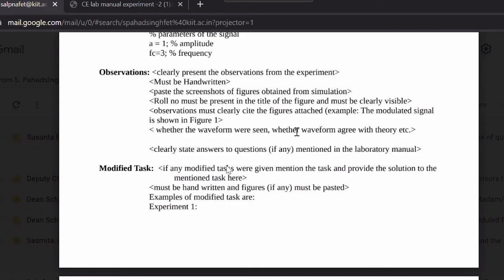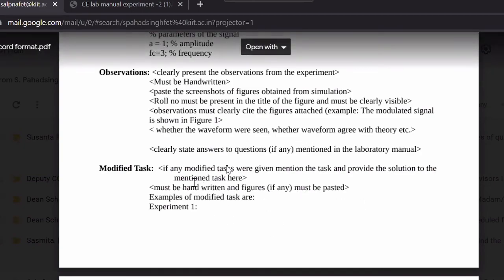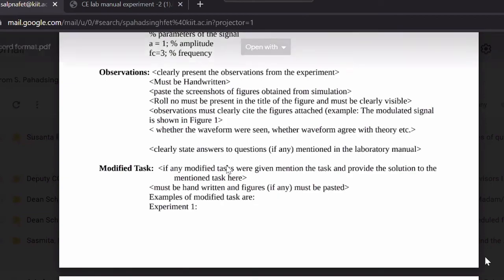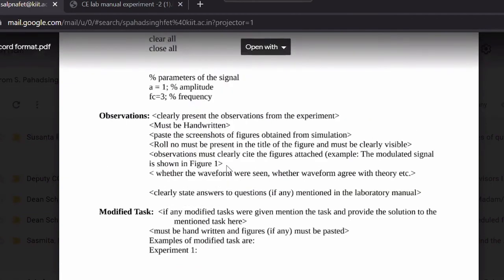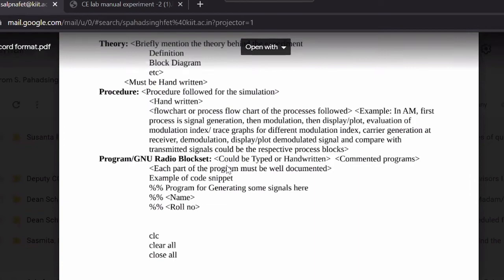And even for the demodulation, how did you know that the demodulated signal is the same as the modulating signal? Write a few lines about it. So such observations you are going to write along with the graph. Screenshots will be pasted in the observation section, right? Yes. Okay, of the graph.